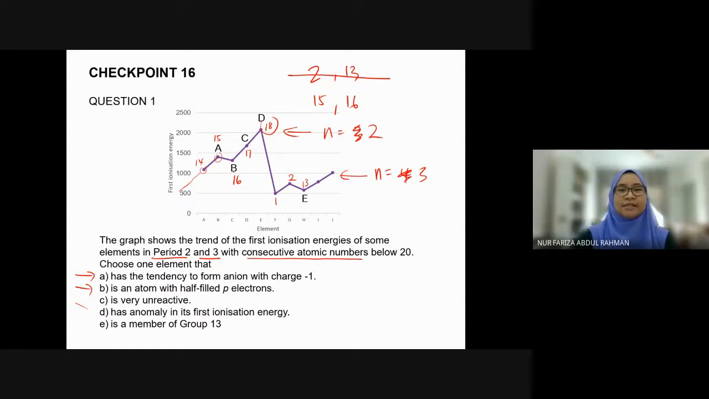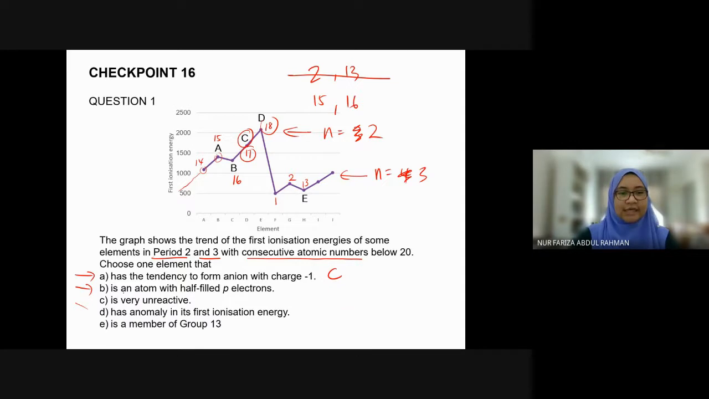Yang dia assign the alphabet lah. Yang dia tak assign sebagai alphabet tu kita just ignore. So the answer would be C, sebab group 17 has higher tendency to accept one electron in order to become octet, ataupun to achieve the stable electron configuration. So the answer would be C.